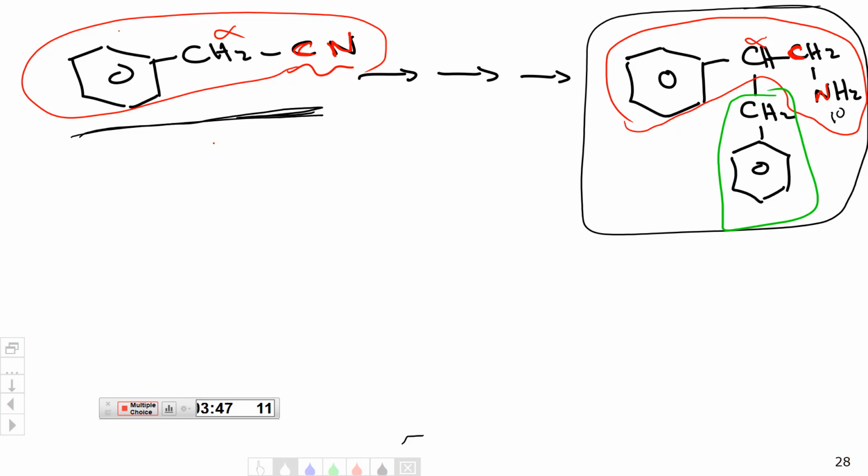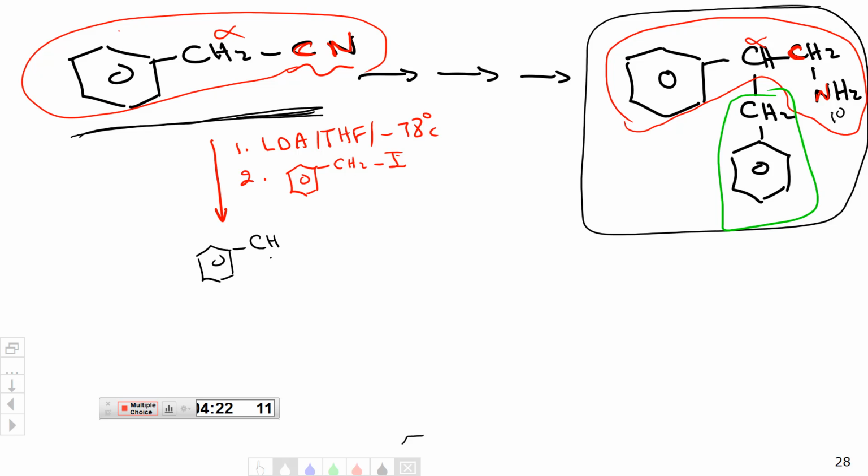So the first step is I'm going to use LDA, THF, minus 78. Can I use sodium ethoxide for this one? For nitriles, esters, and monoketones, can I use ethoxide? No, I need to use the LDA. Followed by, clearly I identified what I circled in green as the alkyl halide. Is this alkyl halide phenyl, vinyl, or tertiary? No, this is a benzyl, so the reaction can take place. Attaching it, I'm going to keep the color coding for you.